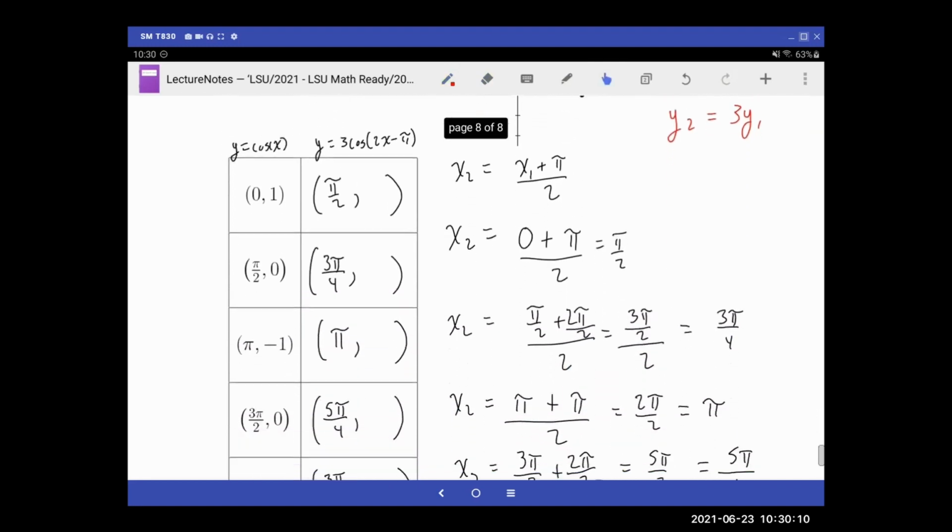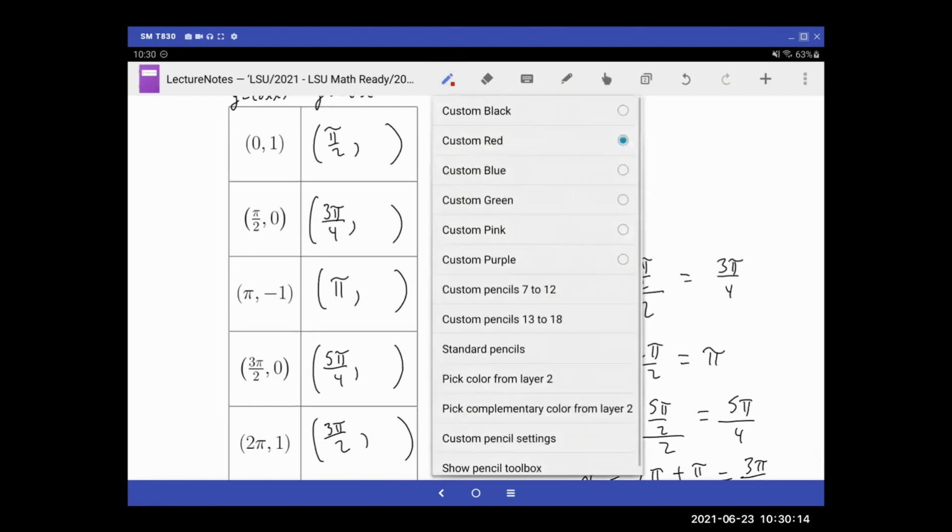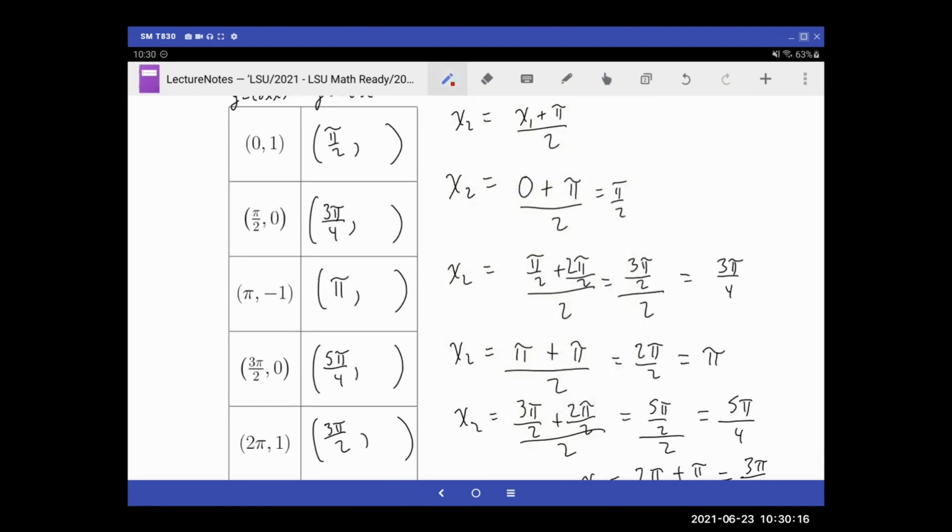All right, and so that's really easy to do. I don't even have to write that out. You're multiplying the old y values by 3. So 1 times 3 is 3. 0 times 3 is 0. Negative 1 times 3 is negative 3. 0 times 3 is 0. 1 times 3 is 3. And there's all my points.